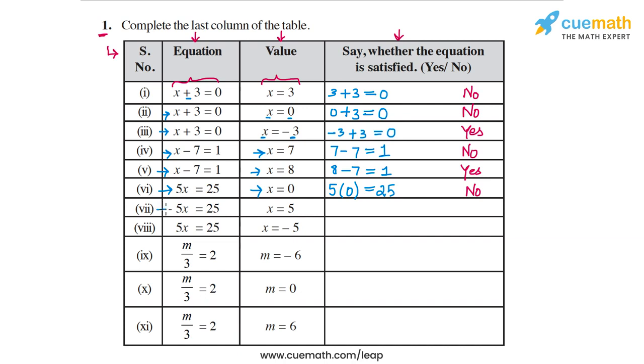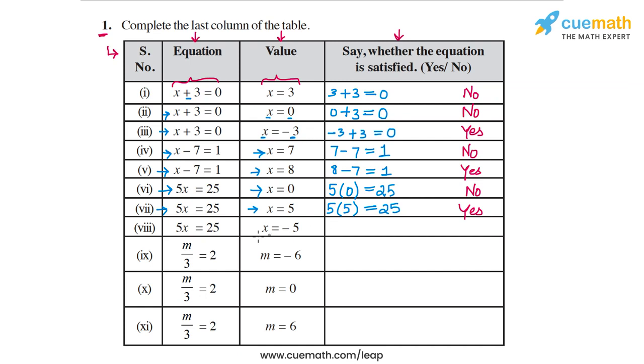In the seventh part, the equation is 5x equal to 25 and the variable's value is x equal to 5. So let's substitute x equal to 5 into the equation. So 5 times x or 5 times 5 is what we get on the left hand side, and on the right hand side we have 25. Now 5 times 5 is 25, so this means that this equation is satisfied.